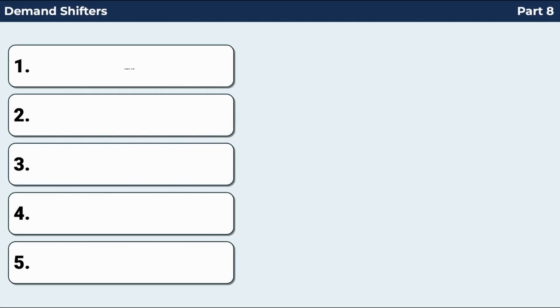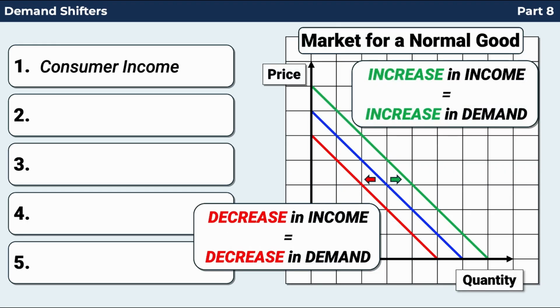Let's start with the first one. That's the consumer's income. So let's look at the market for a normal good. If you have an increase in income, then you will have an increase in demand because you can now afford to buy more goods. And so that's going to shift the curve to the right. But if you have a decrease in your income, for example, you get fired or laid off, or a decrease in your work hours, then we're going to see a decrease in demand or a shift to the left.